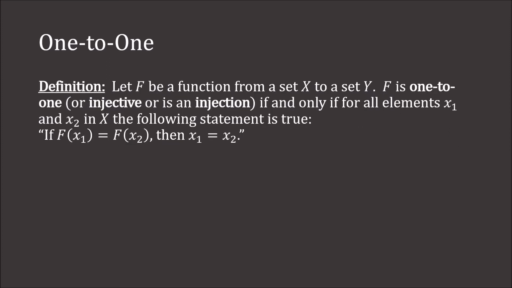So formally, let f be a function from a set X to a set Y. We say f is one-to-one, or injective, or is an injection, if and only if, for all elements x1 and x2 in X, the following statement is true. If f of x1 equals f of x2, then x1 equals x2. Alternatively, we can also write this as: if x1 does not equal x2, then f of x1 does not equal f of x2. This is the contrapositive. So either statement is correct.